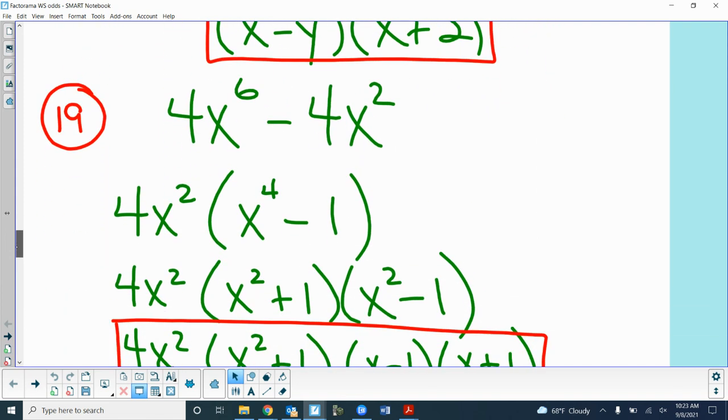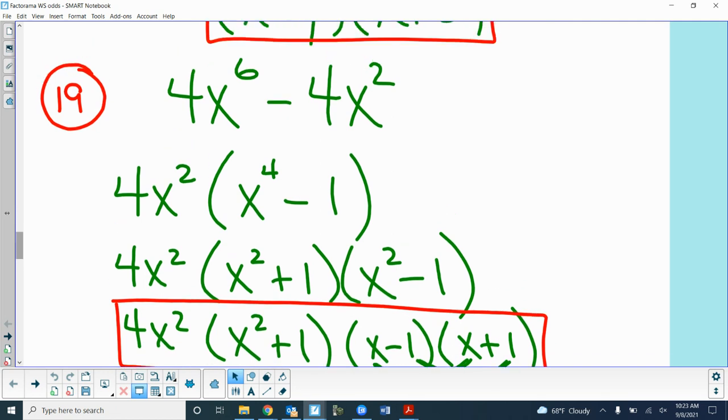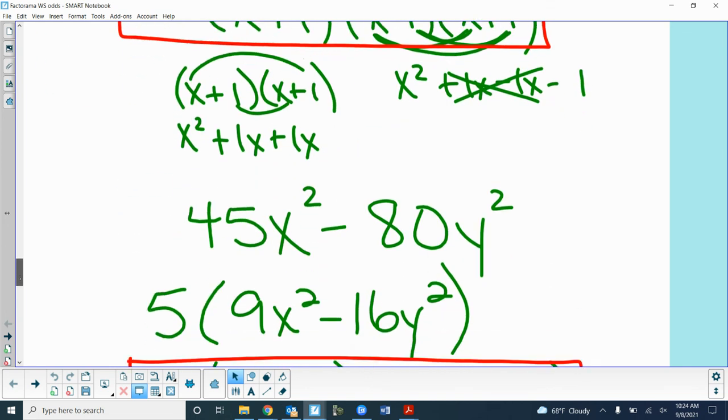This one, take out the 4x squared first. And then you have a difference of squares. So the square root of x to the fourth is x squared, where one's 1, one's plus, one's minus, but that one's another difference of squares. So these two don't change. That one, square root of x squared is x, where one's 1, one's a minus, one's a plus. So again, keep going. Factor completely. Questions?